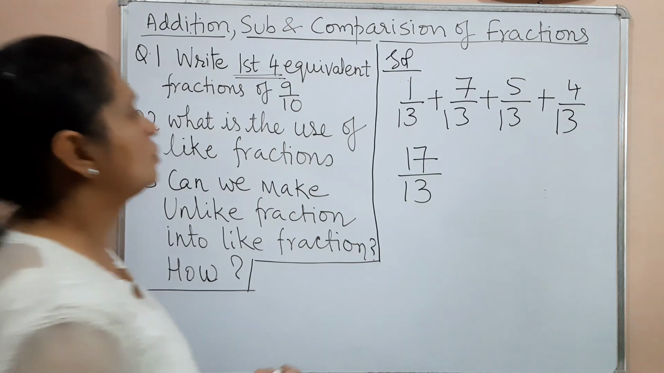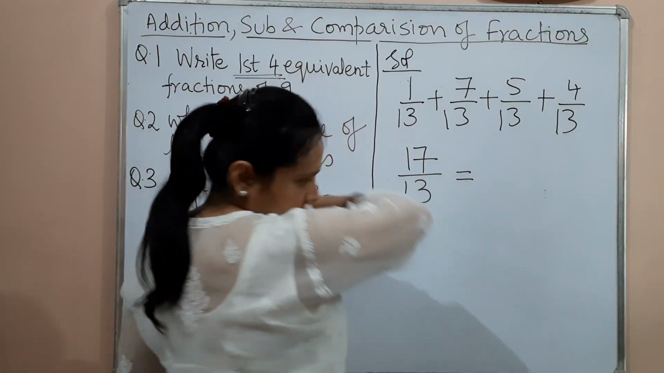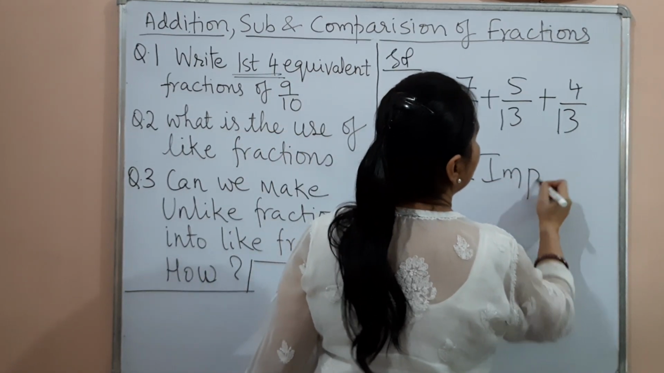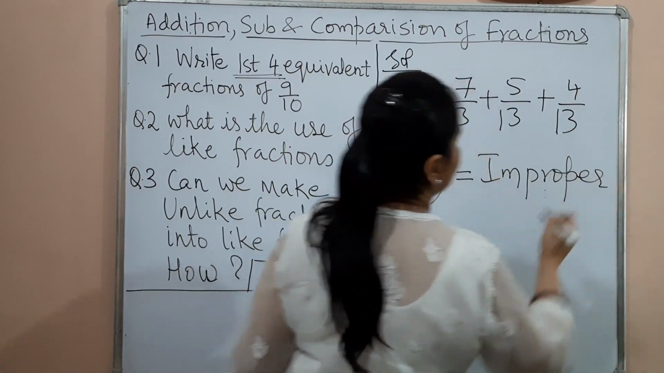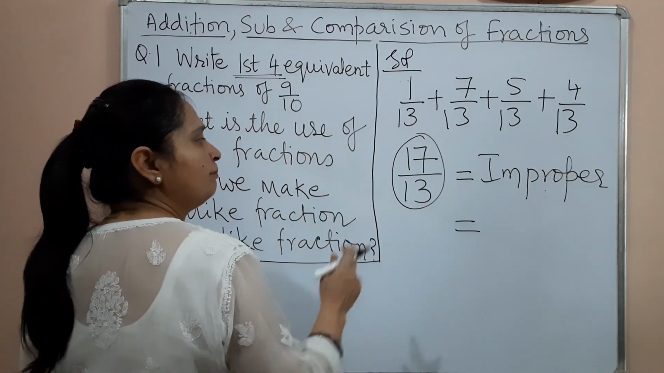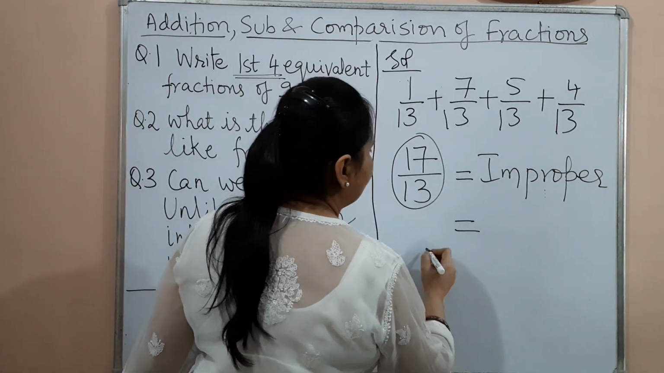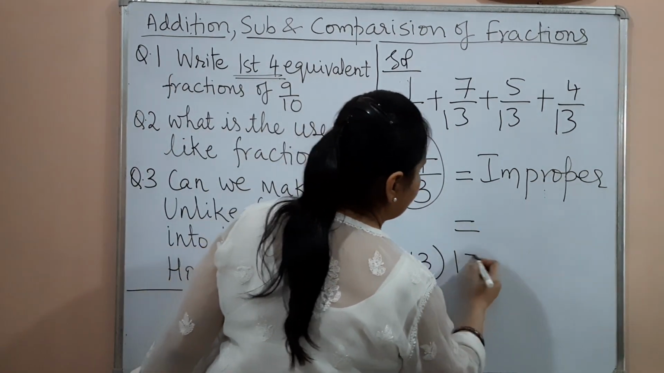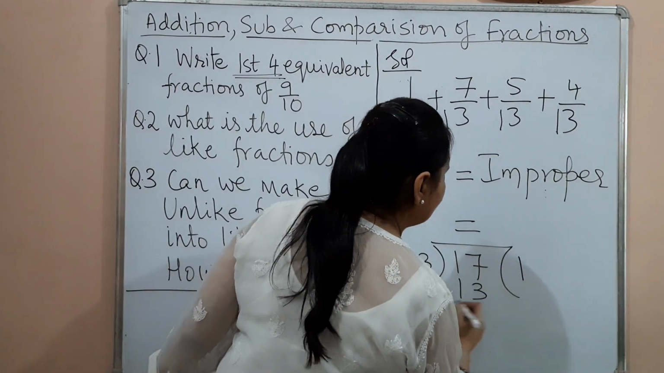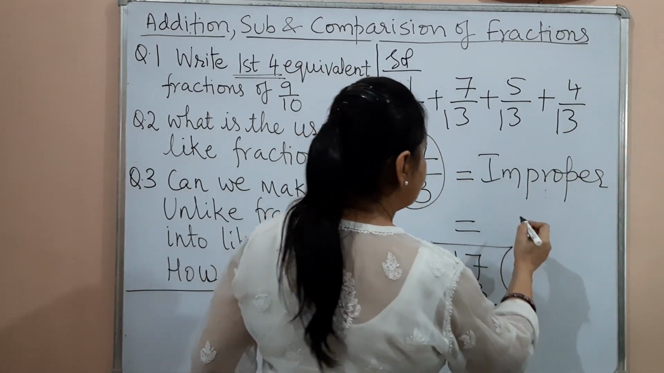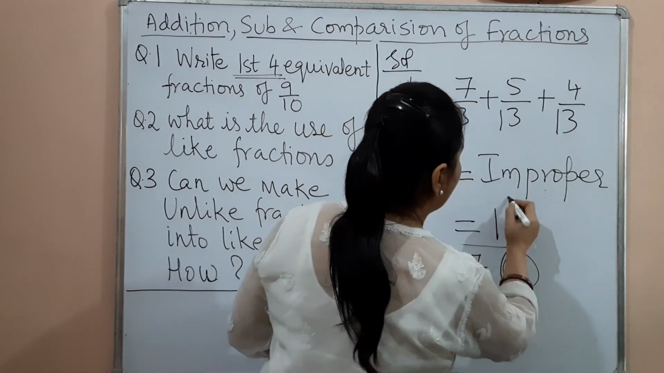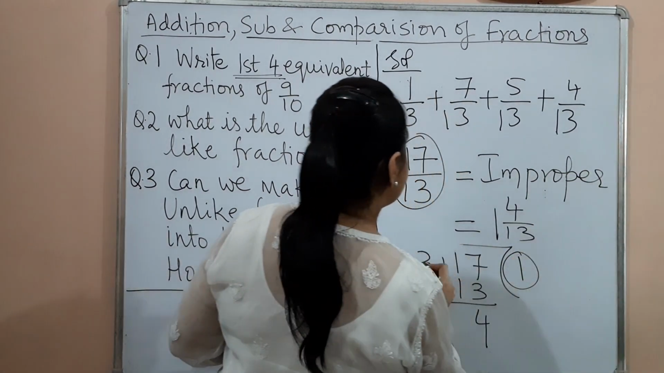Alright? 17 out of 13, and then we know it is improper. By the name itself you can tell it is improper. If something is improper, what do we do? We have to make it proper. Alright? We got to make it proper. Proper means we will convert it into a mixed fraction. We divided 17 by 13, we get 1. We have 4 here. So the answer is 1 whole, 1 complete, and 4 upon 13. This is the answer.